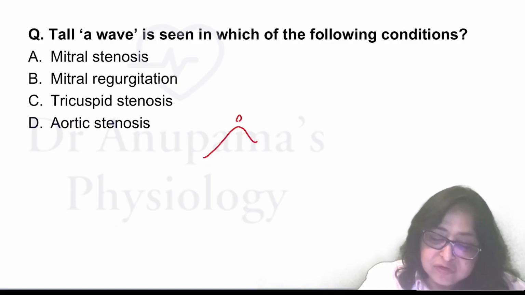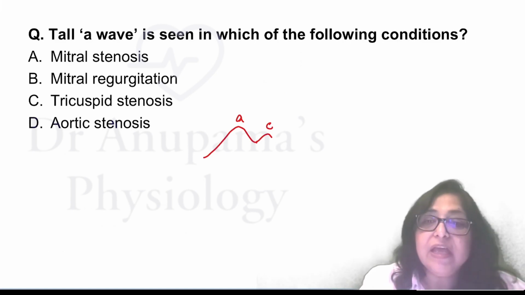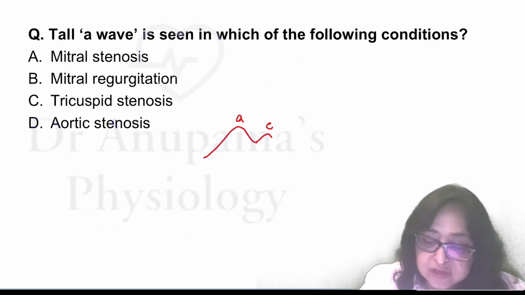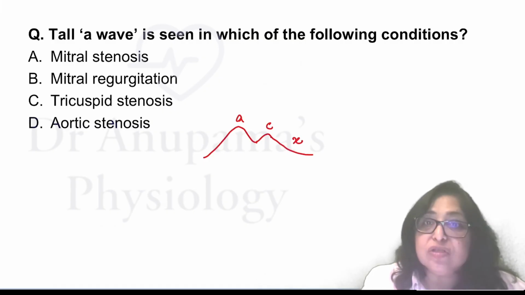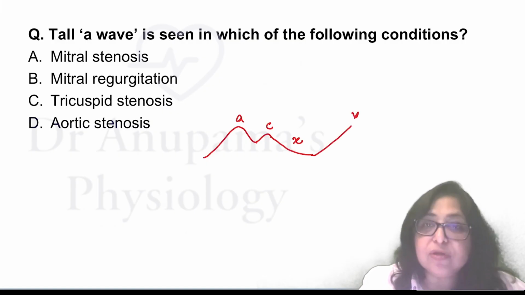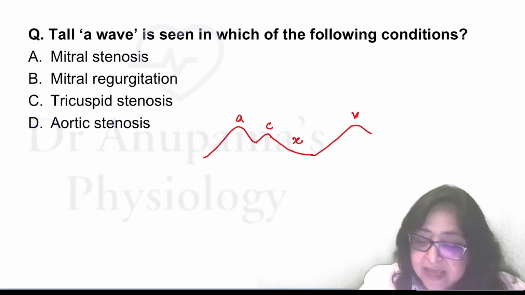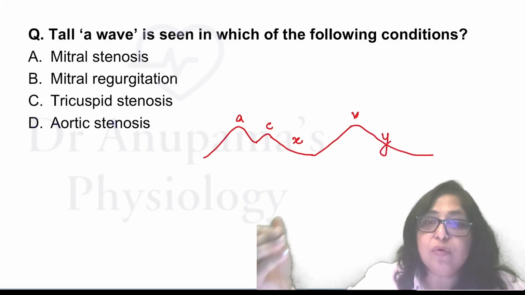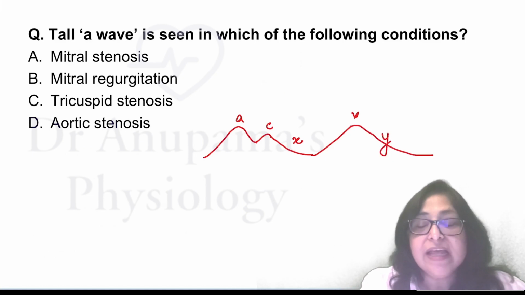Tall A wave. A wave is due to atrial contraction, C wave due to bulging of the closed tricuspid valve into the right atrium during isovolumetric contraction phase. X descent is because of atrial relaxation and because of a downward pull of the closed tricuspid valve into the right ventricle during the ejection phase. V wave, another positive wave, is due to venous filling of the right atrium just before opening of the tricuspid valve. And then you have the Y descent, which is due to flow of blood from the right atrium into the right ventricle during the first rapid filling phase.